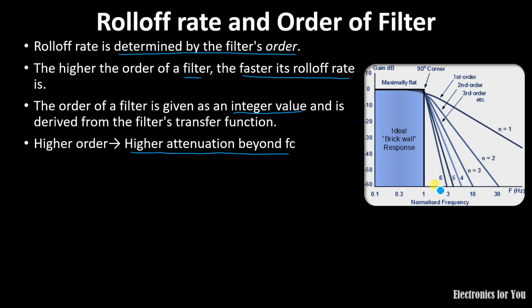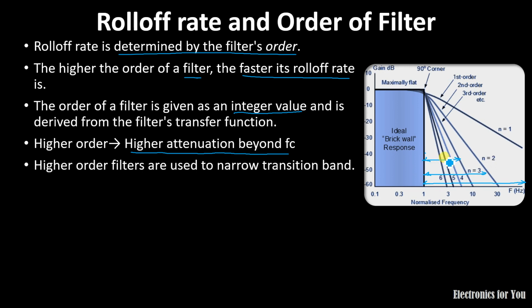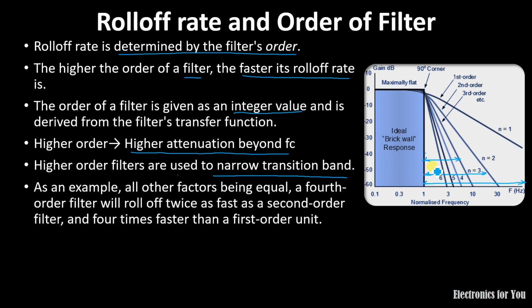So here you can see for first order filter the attenuation was like that, and for second order filter the attenuation is further higher there. Then for third order the attenuation is again faster, and like that. Then higher order filters are used to narrow the transition band. You can see here the transition band is further narrowed as the order of the filter is increased.